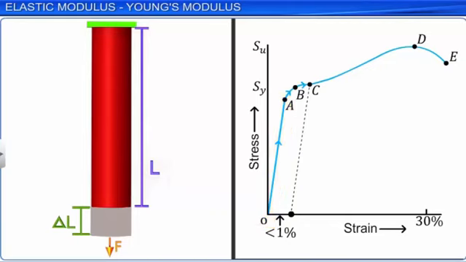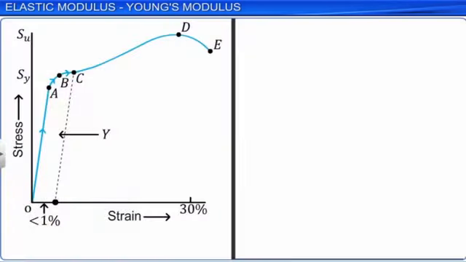The slope of the straight line OA on the longitudinal stress, longitudinal strain curve is called Young's modulus in honor of the British scientist Thomas Young. Young's modulus is calculated as the ratio of longitudinal stress to longitudinal strain in OA and is denoted by the symbol Y.